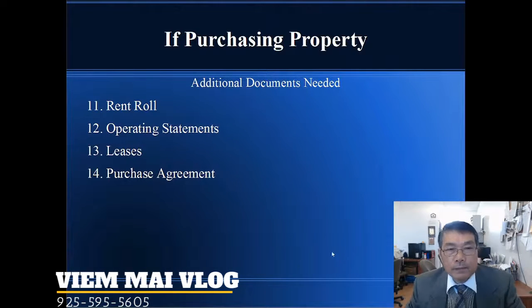And if the people buy the property, purchase the property, we need one extra additional document. Rental operating statements, for the current rental and operating statement if they refinance. Then we need the lease agreement, all the tenants, we need that one. And we need the purchase agreement. That's for purchase. We have four items more.